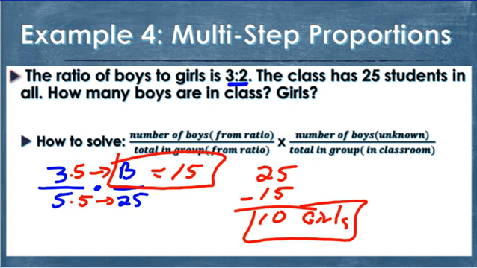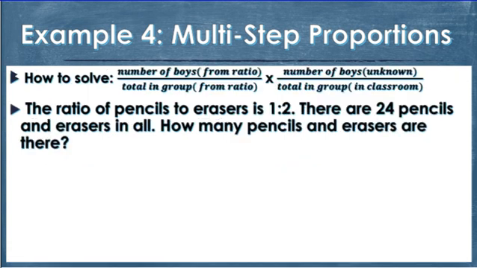Next one. The ratio of pencils to erasers is 1 to 2. There are 24 pencils and erasers in all. How many pencils and erasers are there? We're going to use the same steps as we did last time, but instead of boys here, we're going to use pencils. So the ratio of pencils to erasers is 1 to 2. So pencils 1. The ratio 1 to 2, that means 1 out of 3 is pencils.